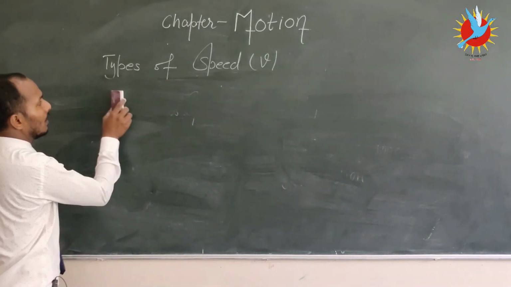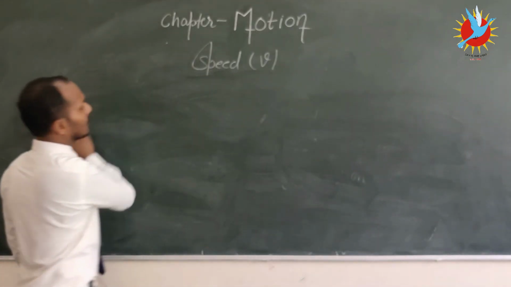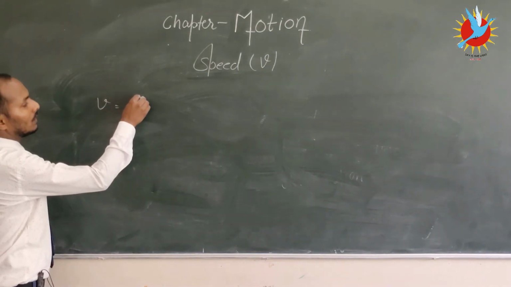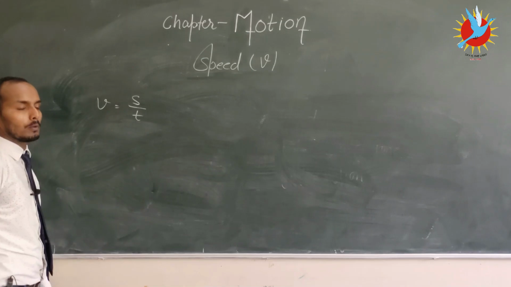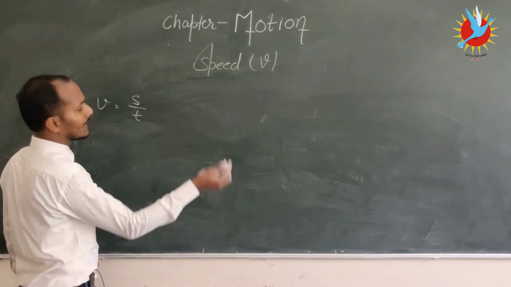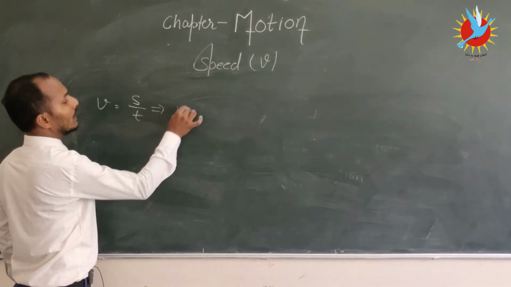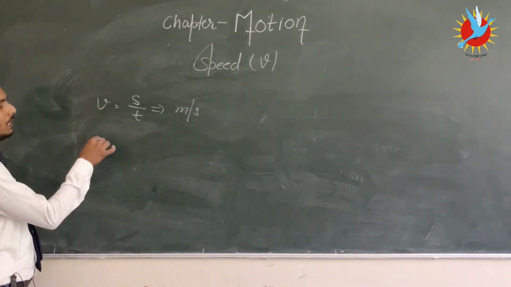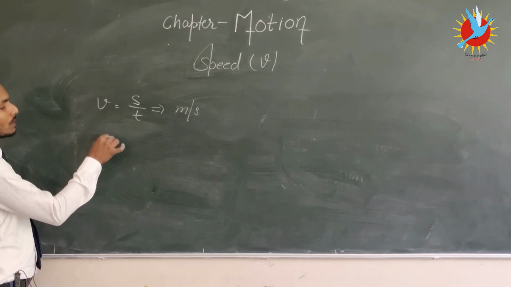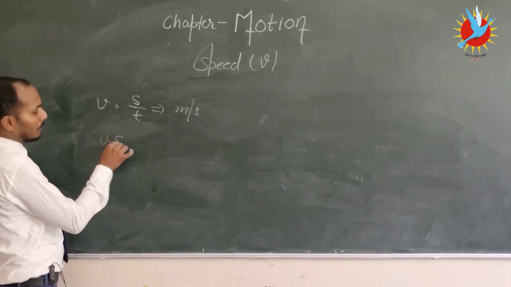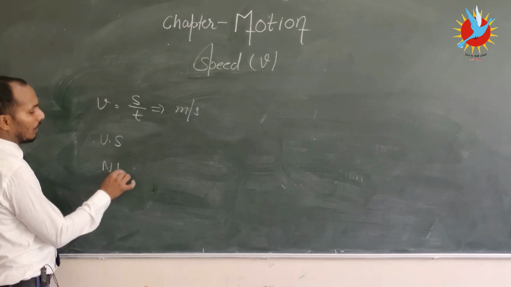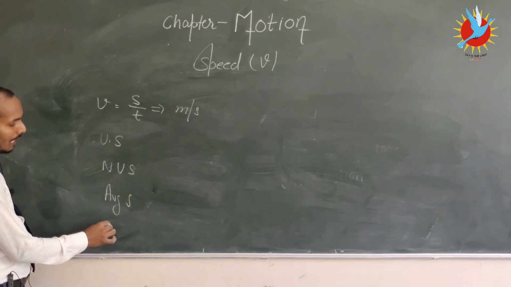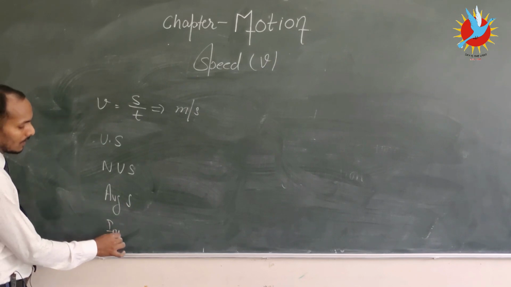So what did we learn today about speed? Speed is the ratio of total distance upon time. You can say that the distance traveled by a body in 1 second is known as speed. Its SI unit is meter per second. How many types of speed? The types are uniform speed, non-uniform speed, average speed, and instantaneous speed.